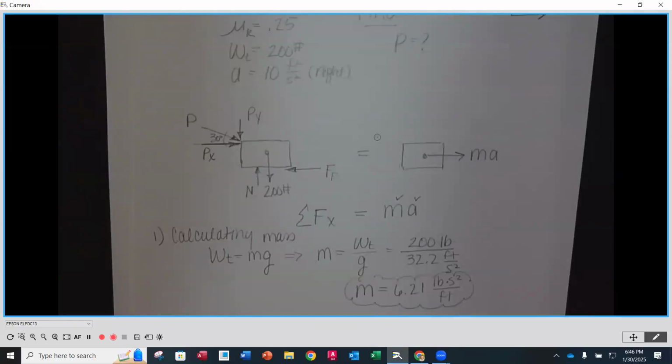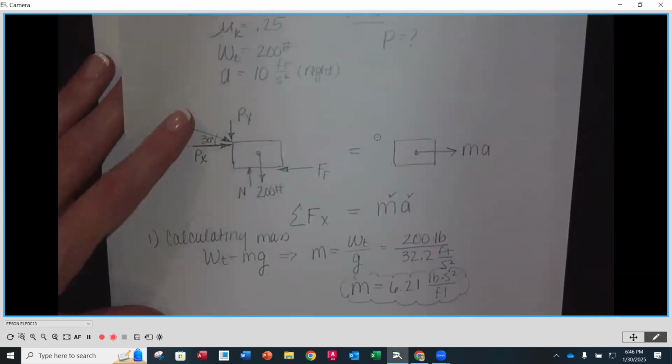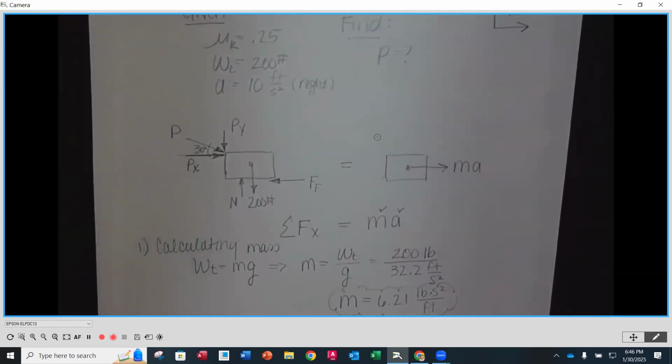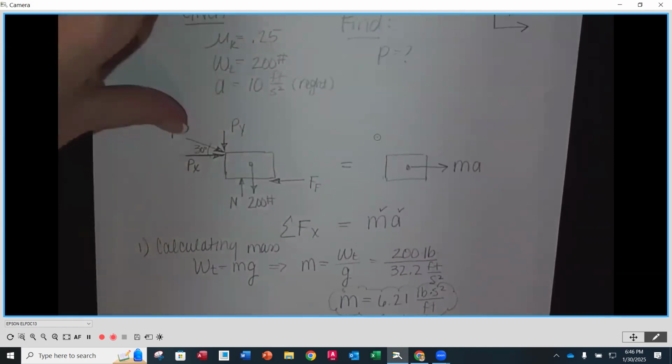So that is sample 12.1. Any questions on that particular sample problem? This is our first, if you would, practice problem set. All right, I'm not seeing anything, so we'll continue on.